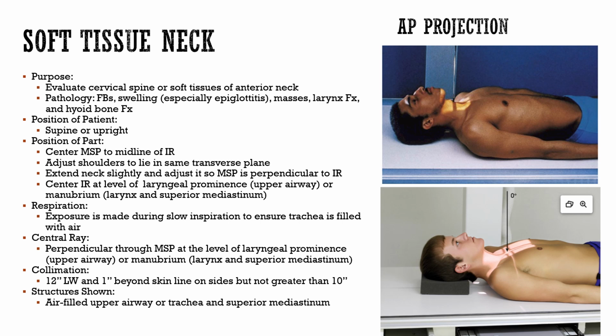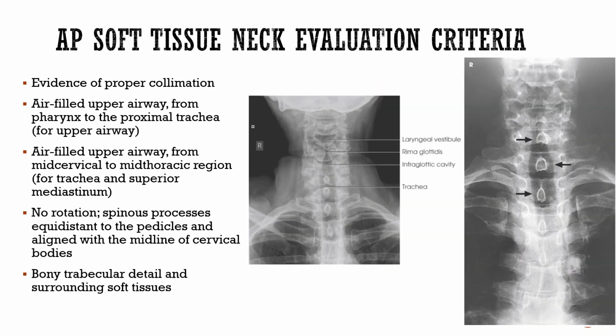We're going to make sure that we have our collimation open 12 inches lengthwise and 1 inch beyond the skin lines, but no greater than 10 inches. We want to see an air-filled upper airway or trachea and superior mediastinum. These are images of the upper and then lower airway showing the air-filled trachea. We want to see no rotation, spinous processes equidistant to the pedicles and aligned with the midline of the cervical bodies.